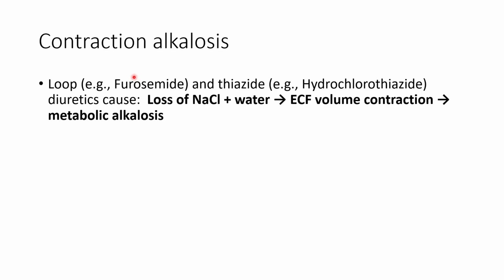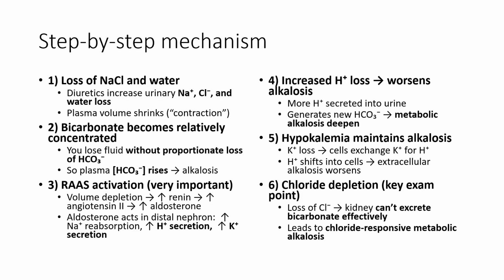One example of metabolic alkalosis is contraction alkalosis, which is seen when you use a loop diuretic or a thiazide diuretic. Basically, when you give them, there is loss of salt and water from the kidney, leading to contraction of ECF volume, and that leads to metabolic alkalosis. How it happens, we will see. First, you give the diuretic that will disrupt the gradient in the kidney, leading to diuresis and natriuresis, that is loss of salt and water, leading to a shrinkage of plasma volume. That is what we mean by contraction.